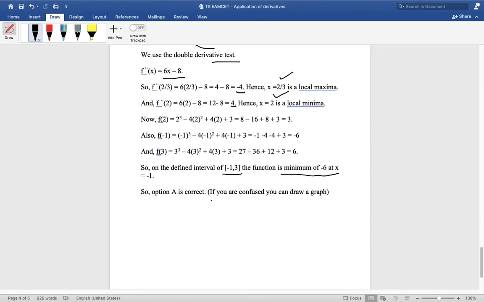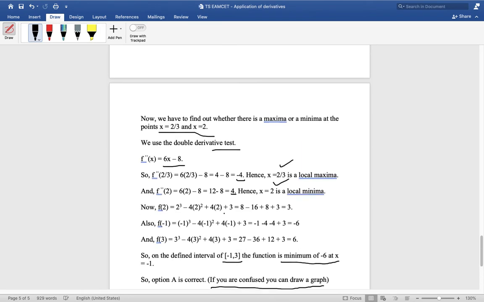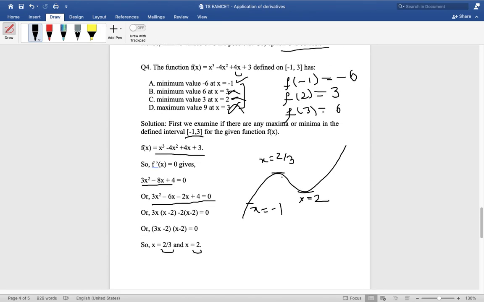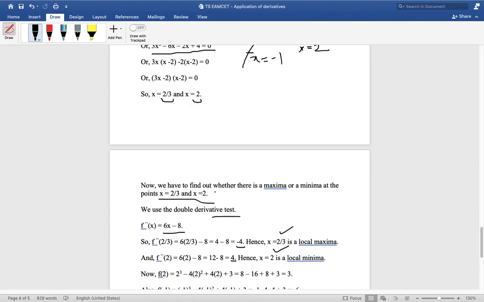As I have written over here. If you are confused, you can draw a graph, and I have drawn the graph in case you are confused as to why the minimum value is happening at x equal to minus 1 even though we have a minima at x equal to 2. Because it's an increasing function and the value at x equal to minus 1 is much lower than the value of the function at x equal to 2. And so option A is correct, right?